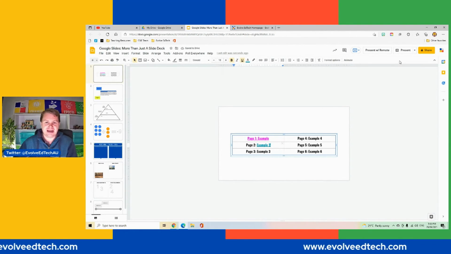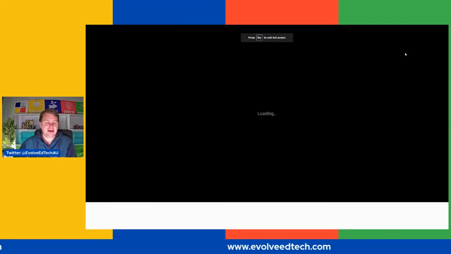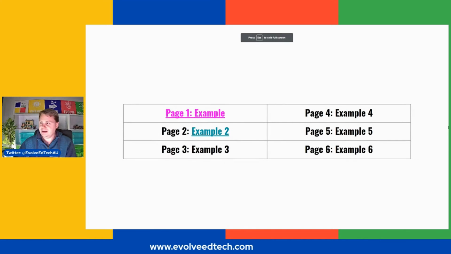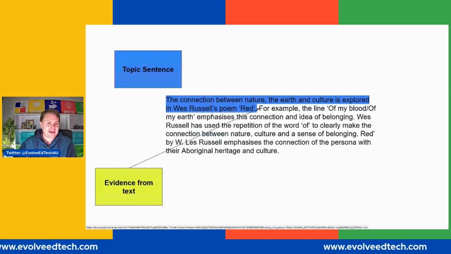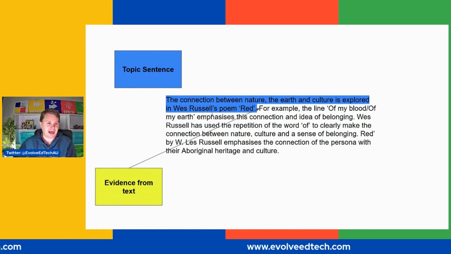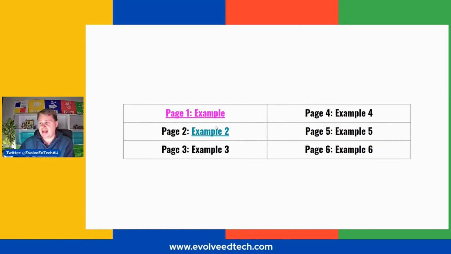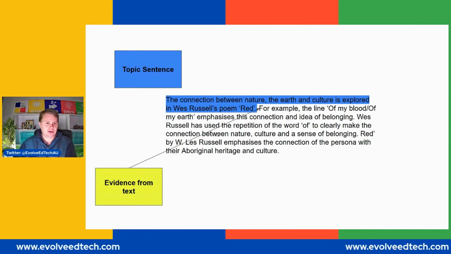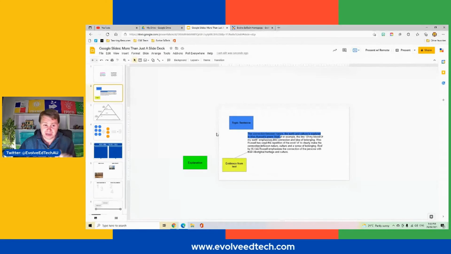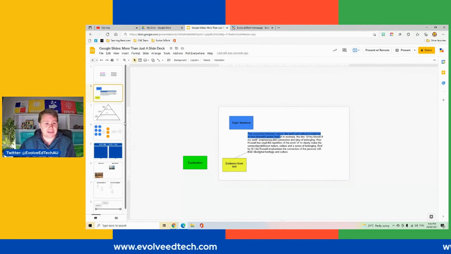So now if we just head up to present, I'll show you how this works. If we click on our pink page 1 example, it's going to take us to page 1. Okay. And again, if we click on page 2, it's going to take us to the next page as well. Now, I did notice a little problem, which I didn't pick up until just then.